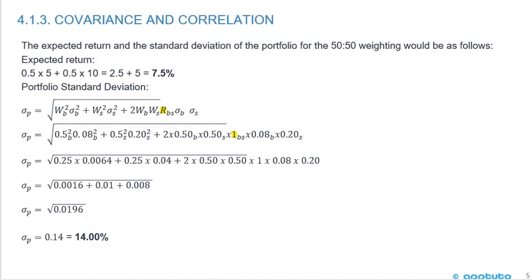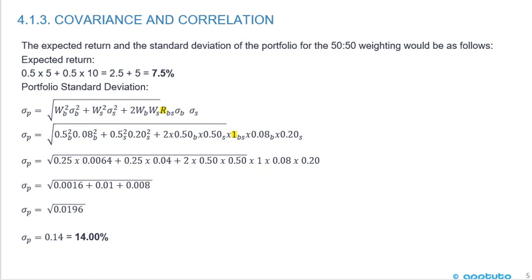On this slide, I'm just going to work through the expected return and the standard deviation of the portfolio for the 50-50 weighting. So the expected return is easy. As we said, that's just the weighted average. So 50% times the 5% return on the bond plus 50% times the 10% return on the stock gives us 2.5 plus 5 equals a 7.5% return.